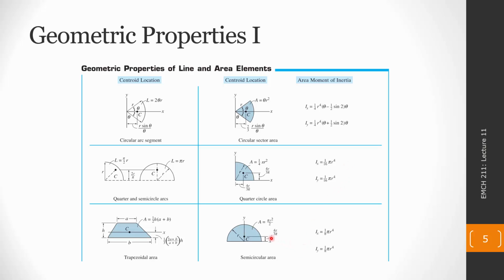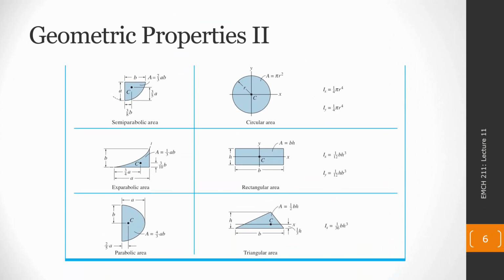Going to the semicircle, we have its I sub x, I sub y. Both of those here are 1/8 pi r to the fourth. For the full circle, its centroidal axis passes through the center for the vertical and the horizontal. So both of those measures, I sub x and I sub y, 1/4 pi r to the fourth, are going to be those moments of inertia.